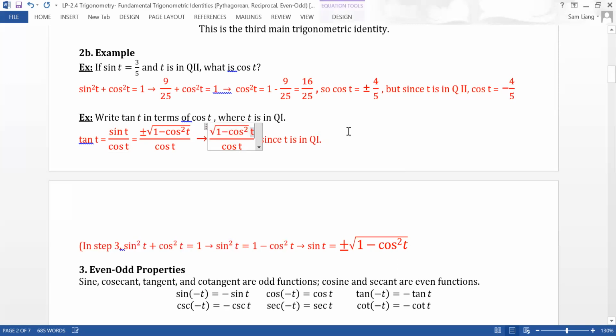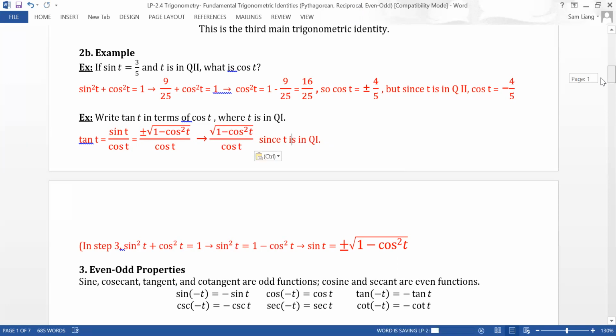So we'll have that. Okay, I don't know why this is on the outside. Sorry about that. Write that there. Just some formatting things. All right, that's better. So square root of 1 minus cosine squared t over cosine t, and that'll be your final answer for this example.